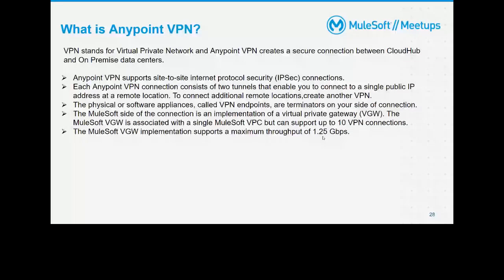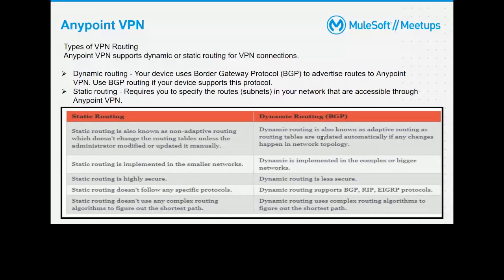So it's very fast, and each MuleSoft VPC can support up to 10 VPNs. You can create up to 10 VPNs associated with a single VPC. If you want to create an 11th, you have to create a different VPC and create the 11th VPN connection there. Generally, when we create a VPN, it supports two kinds of routing: dynamic routing and static routing. Dynamic routing uses the Border Gateway Protocol. I will tell you, this is very important.